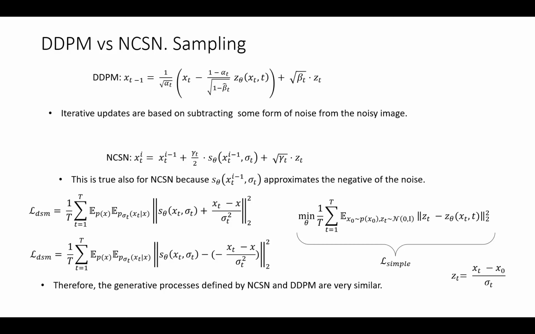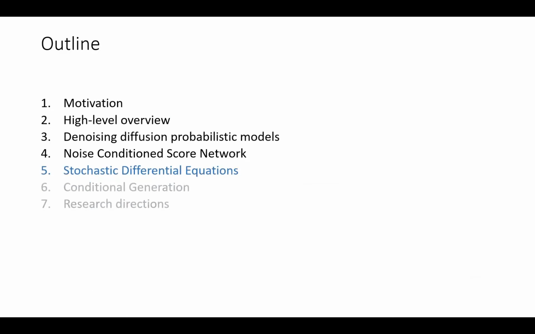So therefore, the generative process defined by NCSN and DDPM are very similar. That's the conclusion here. Now we talked about two different ways to do diffusion models: denoising diffusion probabilistic models and noise conditional score network. Now there's a third one, which is the stochastic differential equation, which is actually a harder one. I won't spend much time, but just to give you a flavor. And all these three are actually related, which is very good.